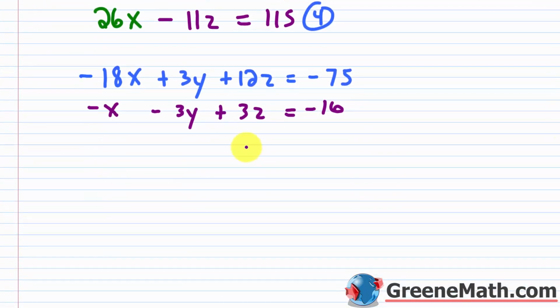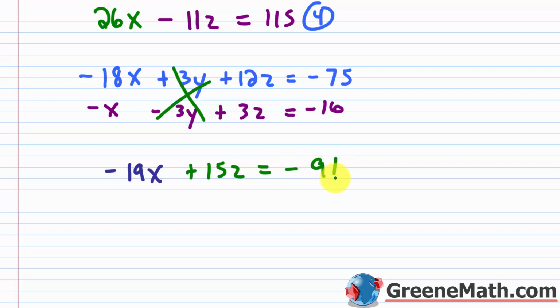So what I want to do is add the two left sides, set this equal to the sum of the two right sides. So negative 18x minus x is negative 19x. We know that 3y minus 3y, that's going to cancel. We know that 12z plus 3z would be plus 15z. And this equals, for negative 75 minus 16, that's negative 91.